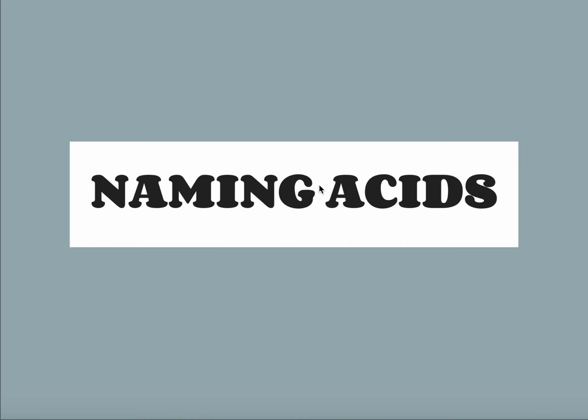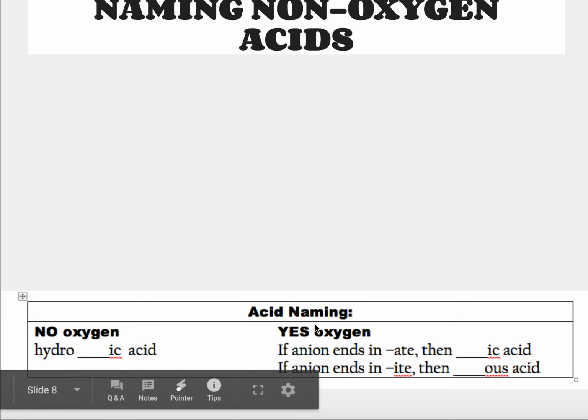So there are two types of acids. This little box down here is on your chemistry help sheet, which you will obviously have access to on the test. And the two types are the types with oxygen and the types without oxygen. And depending upon which type it is, we have a different naming process.